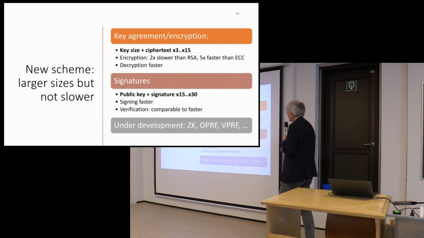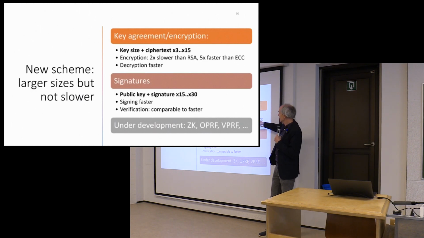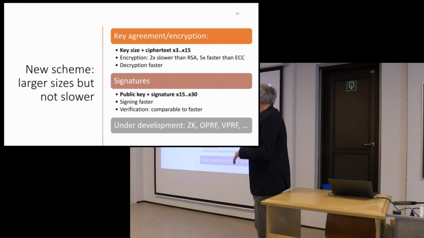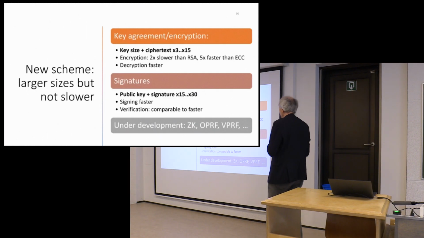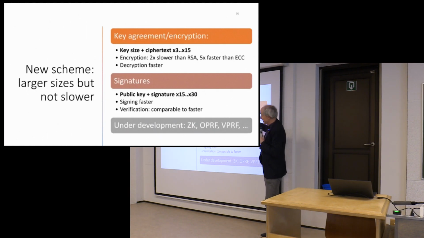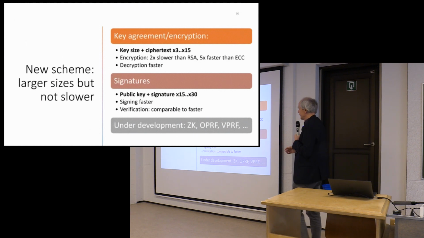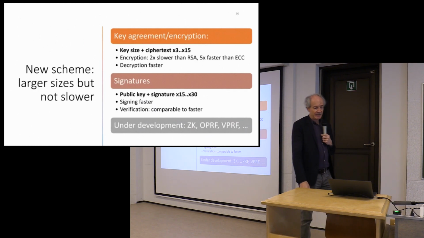So as I said, nobody can beat RSA encryption, but key agreement is 5 times faster than the fastest ECC. So speed is not a problem. And the encryption is even faster than RSA and ECC. But of course, key size and ciphertext are 3 to 15 times bigger. Same thing for signatures. Public key and signature is even worse, goes to 30 times bigger. Signing is faster and verification is comparable or faster.